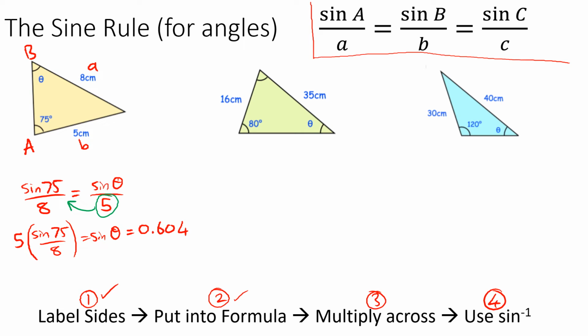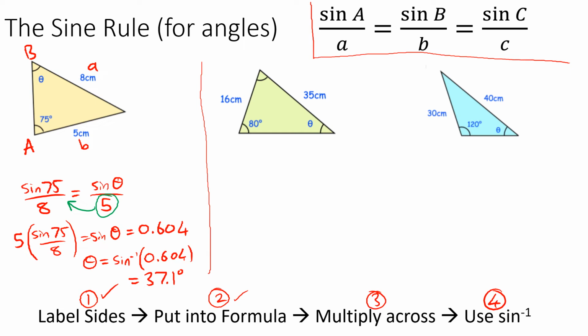And then to find our angle, we want to use sine -1. So we're going to use sine -1 on our 0.604, and we'll get 37.1 degrees. Okay, same as before. Try and type that stuff in. Make sure you're getting the same answer I am. If you're not, you need to let me know. But let's try and apply that on 2 more.